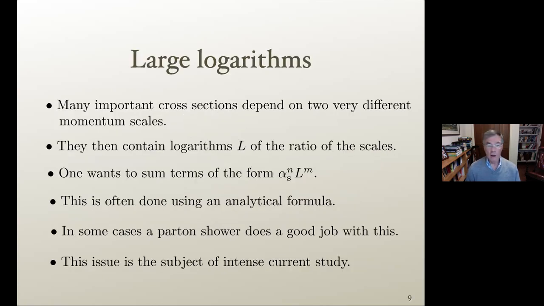Okay, large logarithms. Many important cross-sections depend on two very different momentum scales, like the W boson production and then the transverse momentum of those W's, which can be very different. So your cross-section then contains logarithms, say call L, of the ratio of your two scales, the PT and the W mass in this case. And you want to sum terms of the form alpha S to some power and log to some other power for at least the biggest powers of logs.